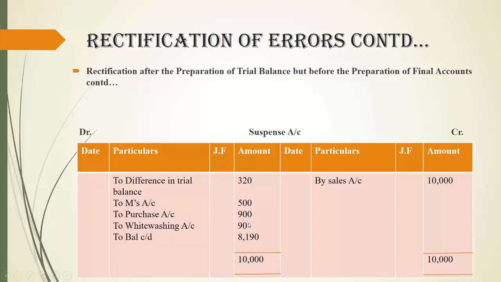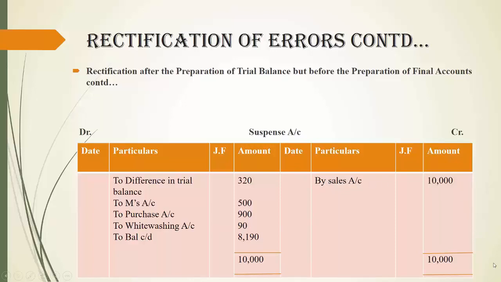and the third journal entry was suspense account debit to whitewashing account. Post this journal entry as to whitewashing account rupees 90, and the fourth journal entry was sales account debit to suspense account. So we will post under suspense account as by sales account rupees 10,000.